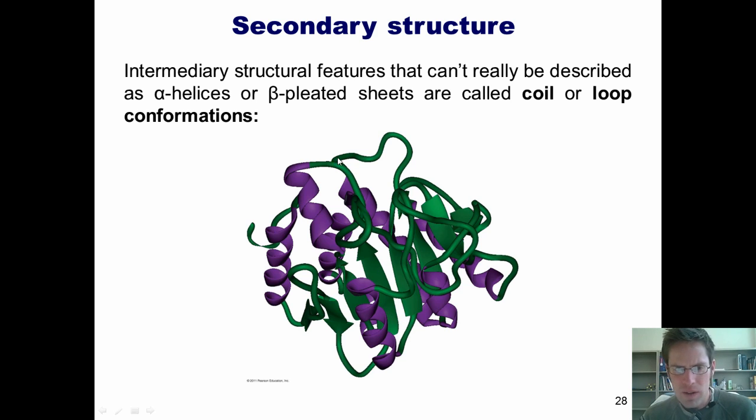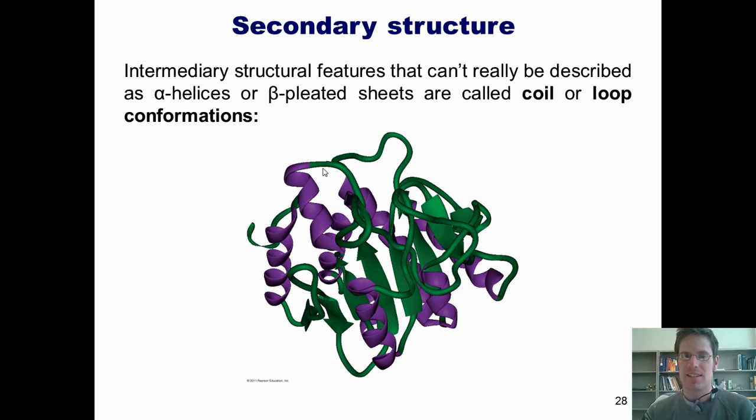And then what about all these tubes that are kind of wrapped around all funny? What are those? Well, those regions are just given the name coil or loop conformations. So anything that's sort of an intermediary region between an alpha helix or a beta-pleated sheet that doesn't really fit into one of those two categories, we just arbitrarily call a coil or loop conformation.